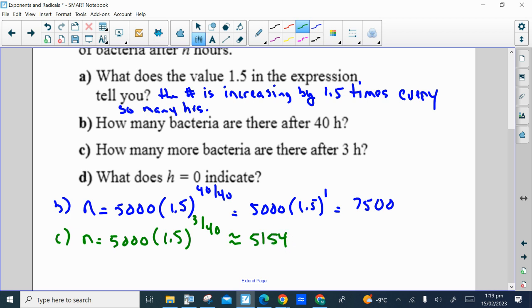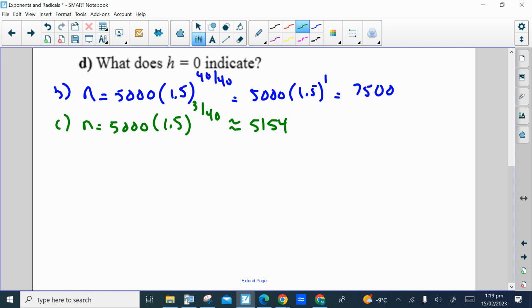Again, the question wants to know how many more bacteria were there. So I'd have to subtract 5,000, which is the number I started with, from what I ended up with. So that's approximately 154 more bacteria.